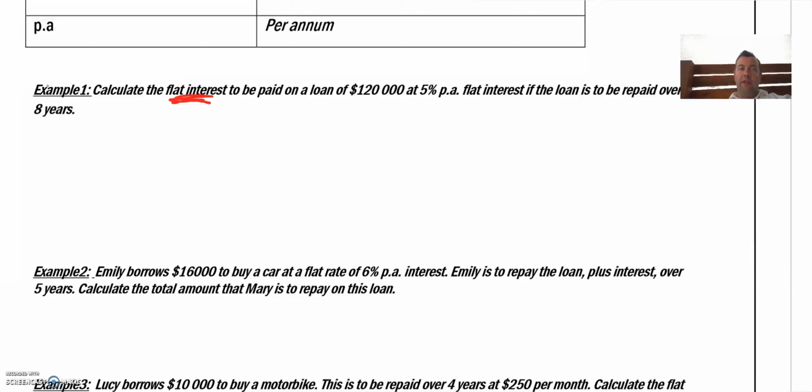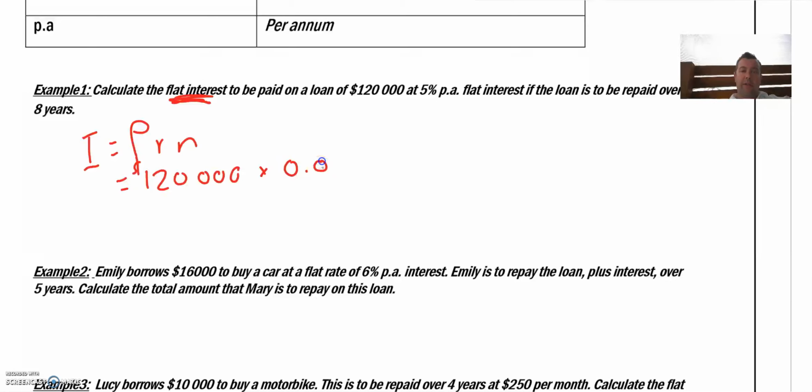Okay, so calculate the interest. Remember, not the total amount owing, but the interest. Therefore, my interest is PRN, capitals or not, it sort of varies. But anyway, equals, in this case, 120,000 by 5%. Now I've got to change that to a decimal, 0.05, times the number of terms, 8. Now that's 5% per annum, and it's 8 years, so they're the same units, that's good. If I punch those into my calculator, I get the interest of $48,000.